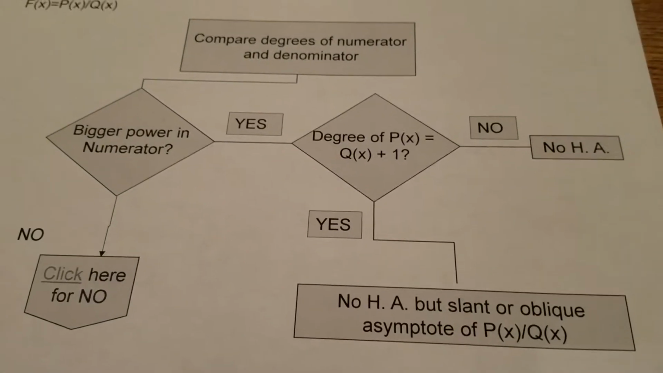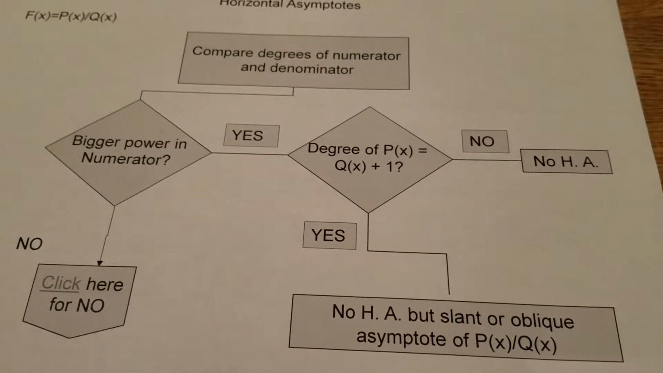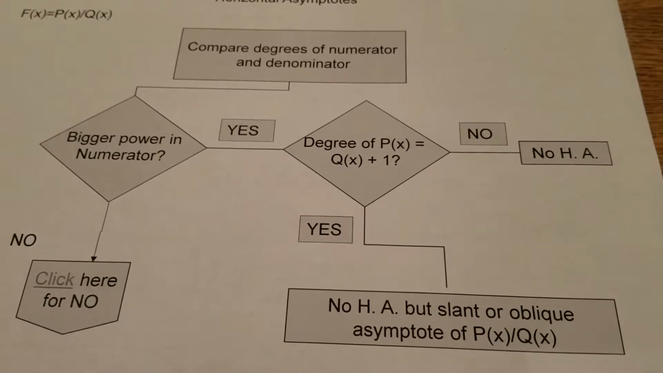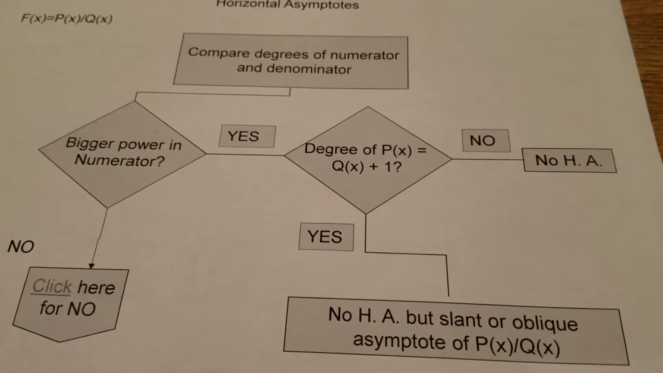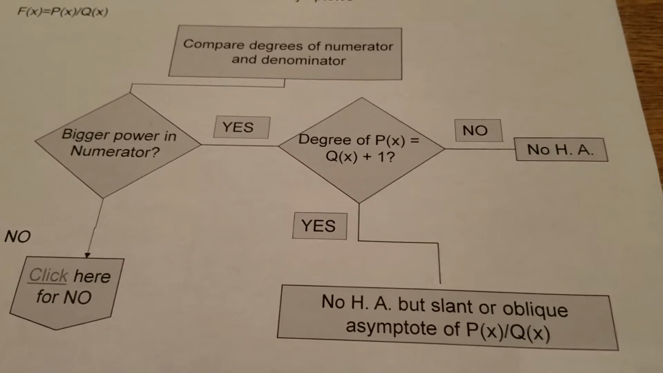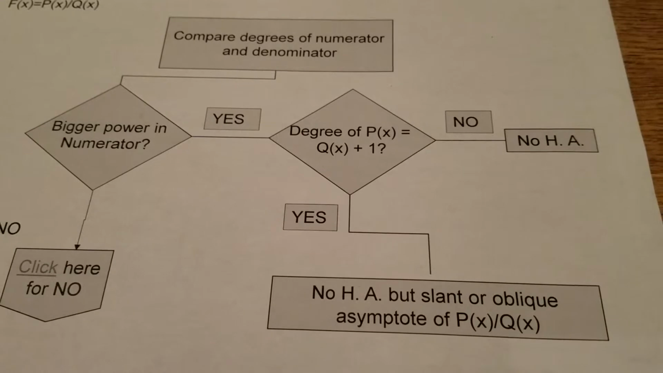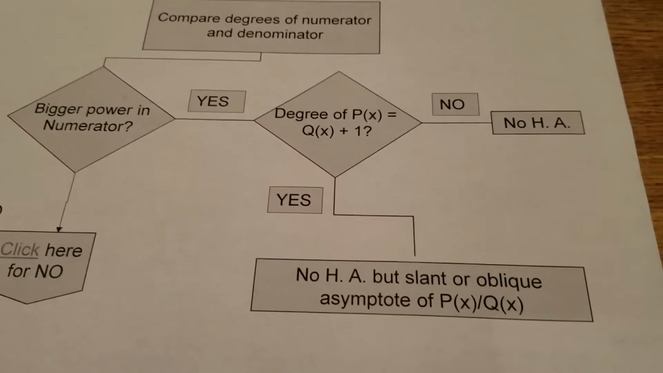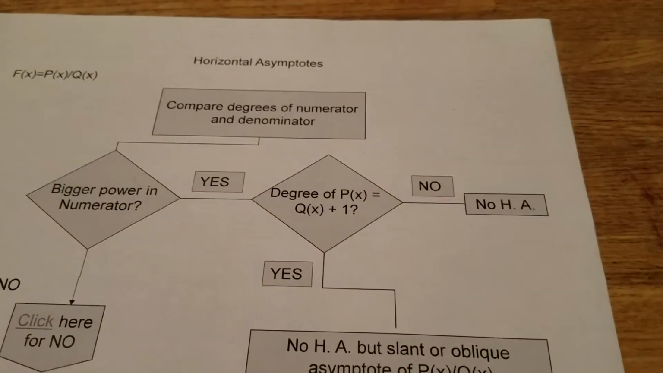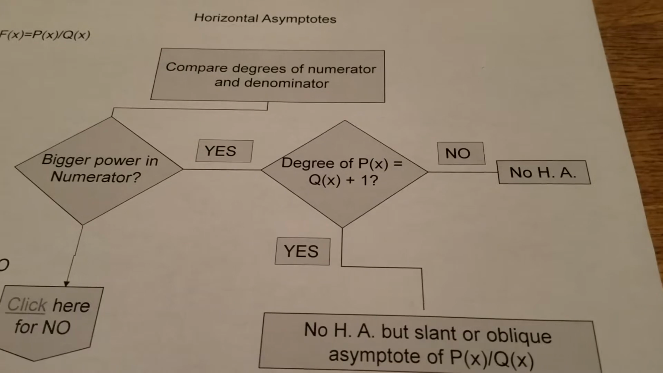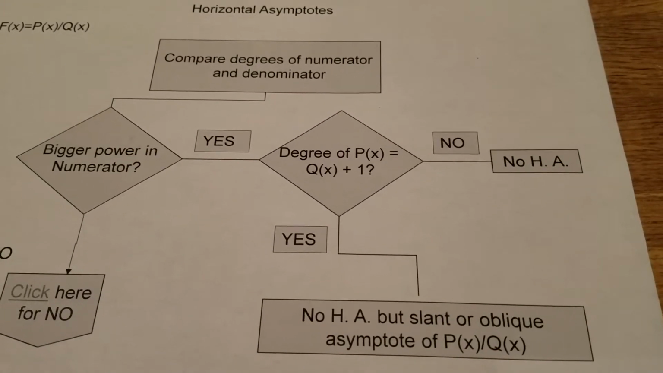In this video, I describe how to use a very useful tool I picked up in computer programming class, something called a flowchart, which gives a visual display of a procedure. I'm going to use that to help me determine the existence and location of horizontal asymptotes.